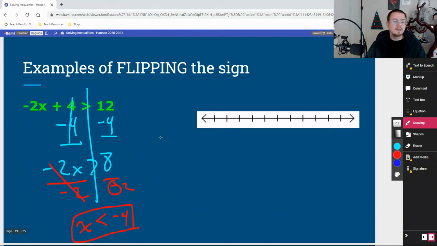Because if I didn't flip it, this is bad, so don't do this, but if I didn't flip it, it would be x greater than -4. You see how that's completely different. And this is how you can check it: if you put a number that's greater than -4, so let's say you put -3, into your original equation to check the solution, you're going to find out that that's not going to hold. So if you put -3 in, you're going to get +6 plus 4. Is 10 greater than 12? Nope. So that's your way to check. If you are unsure if your inequality sign's pointing the right direction, check your answer by substitution.